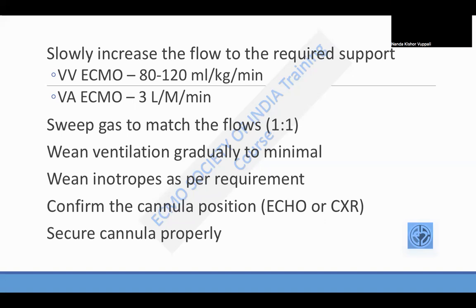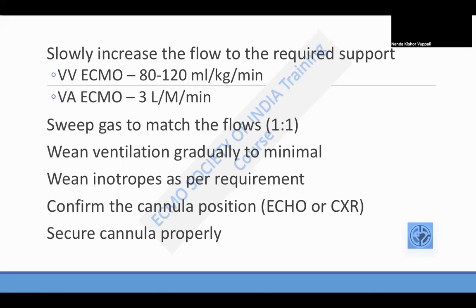Then as you increase the flows, you increase the sweep gas to match it. Usually what we do is 1:1. So if you increase the flows to 1 liter, then you increase the sweep gas to 1 liter. If you increase the flows to 2 liters, increase the sweep gas to 2 liters to match it. And then once the patient is stabilized, you do a blood gas, and then you adjust the sweep gas according to that.